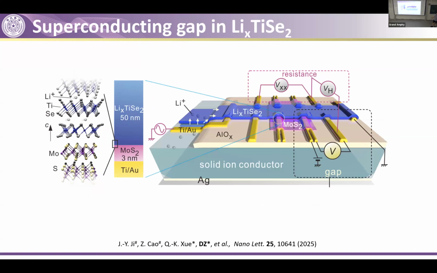And with this technique, we try to combine everything. We try to use the lateral intercalation and also put the contacts to measure transport, the Hall effect and the longitudinal resistance. And also we try to put molybdenum disulfide as a barrier, and then the titanium gold small contact as a tunnel electrode. So then we try to measure both the resistivity and also the tunneling gap.